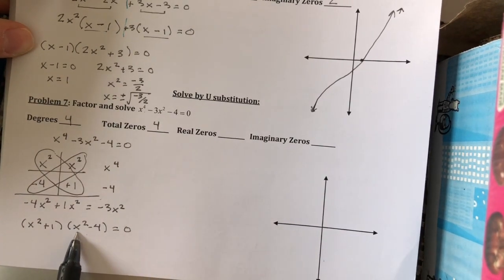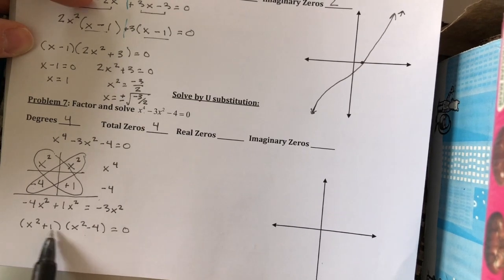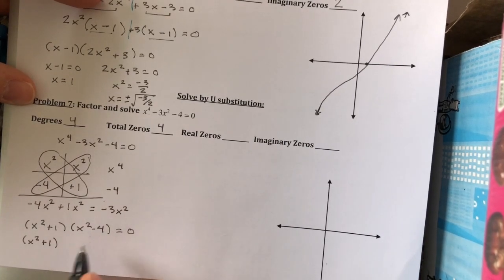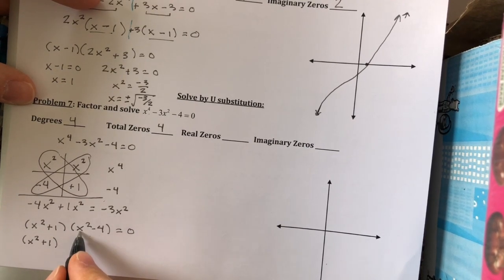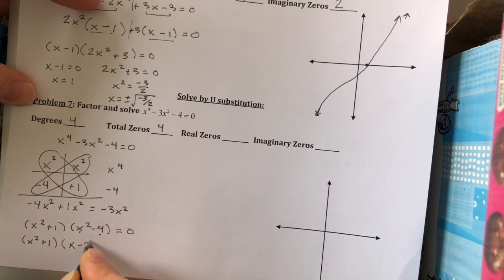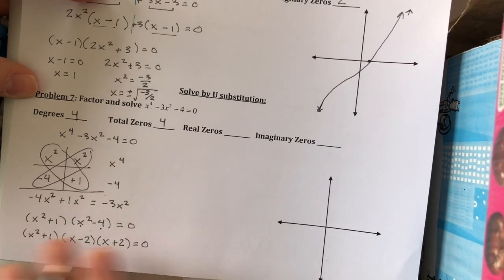What is this? This is the difference of perfect squares. This is close, but remember it's addition, so that doesn't count. This one is not factorable because it's the addition of perfect squares. This one is the subtraction or the difference of perfect squares. This is a perfect square of x. This is a perfect square of 2. Okay? So if it's a difference of perfect squares, our special formula says it's x minus 2 and x plus 2. Ta-da! All right. Now this is fully factored.